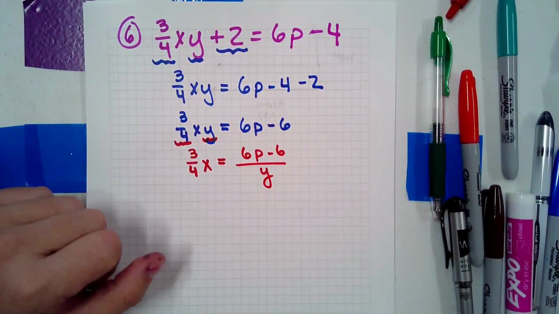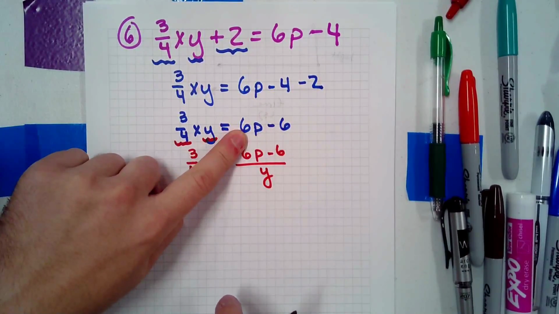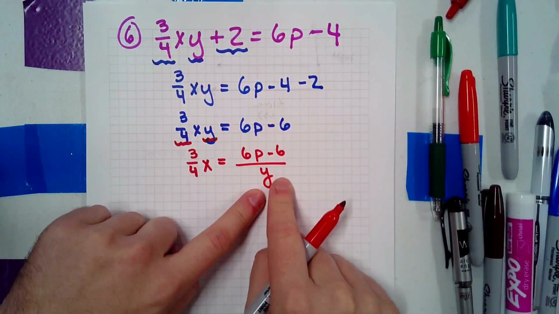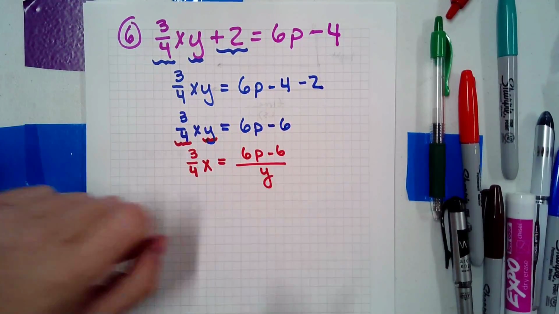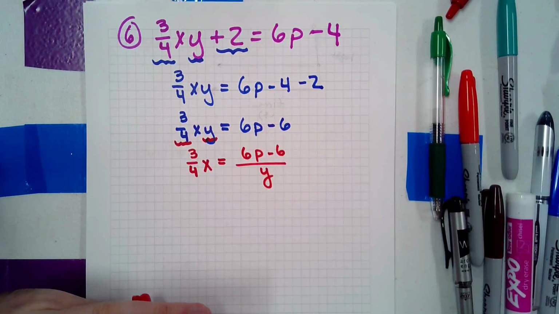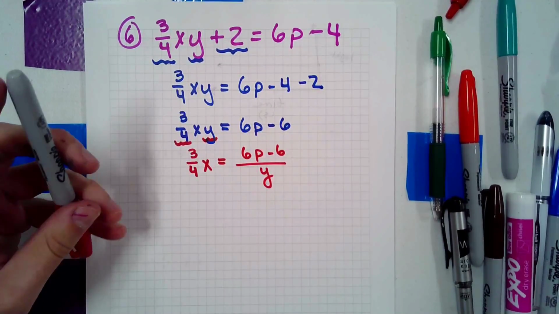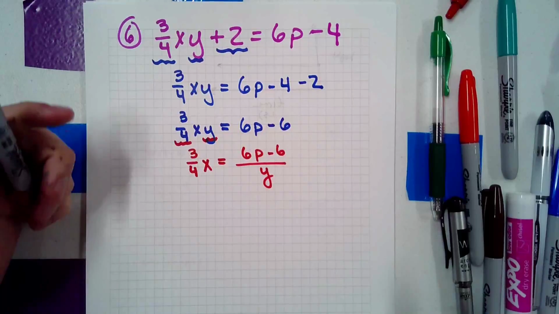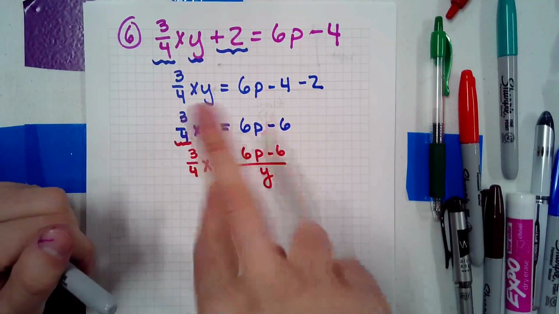Because remember, every term gets divided by y. So this term has to be divided by y, and this one does. The easiest way? Big division bar. We need to get rid of the 3/4, right? Now we can divide by 3/4 or multiply by the reciprocal. It's the same thing. Reciprocal means to flip.